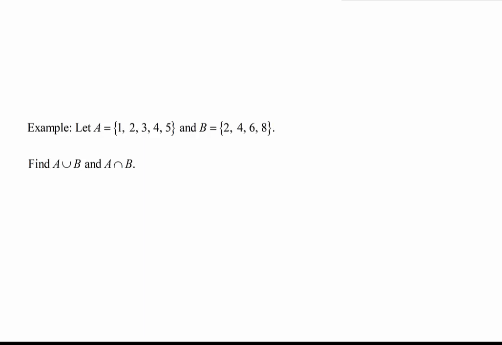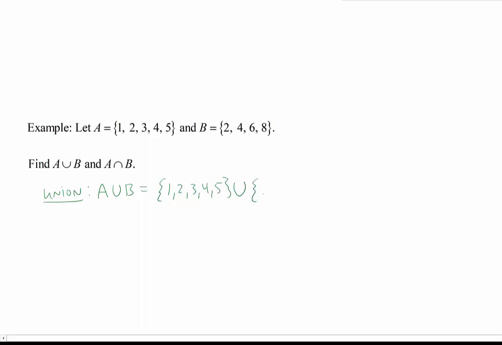So the union, which is A union B, that's going to be the union of 1, 2, 3, 4, 5, because that's set A. Union that with the set B, 2, 4, 6, and 8. If you want, you can have the little Venn diagram while you think of such ideas.